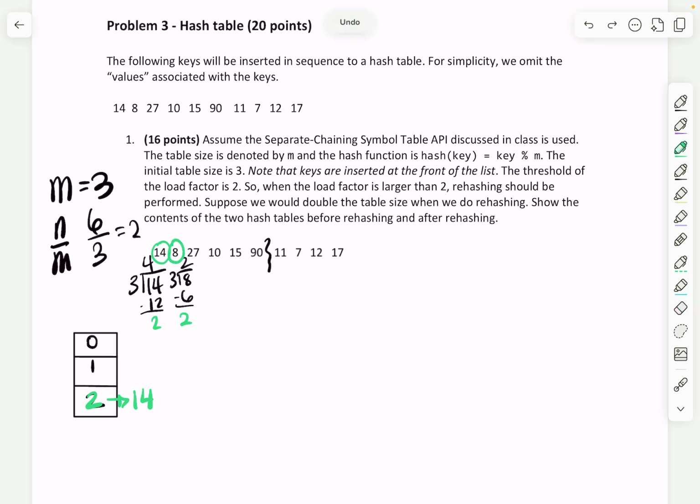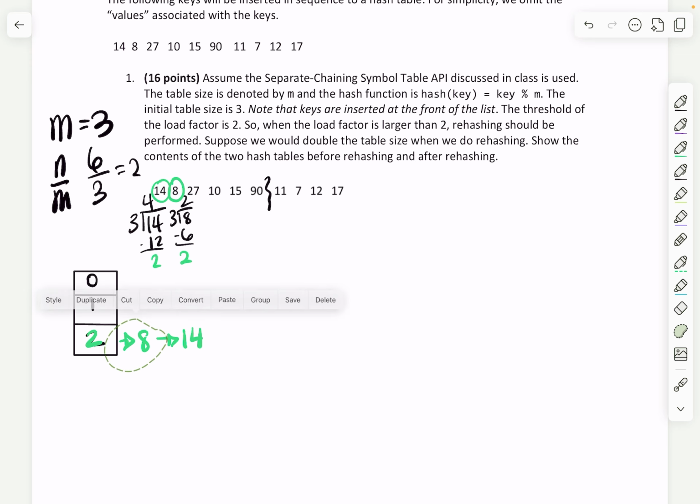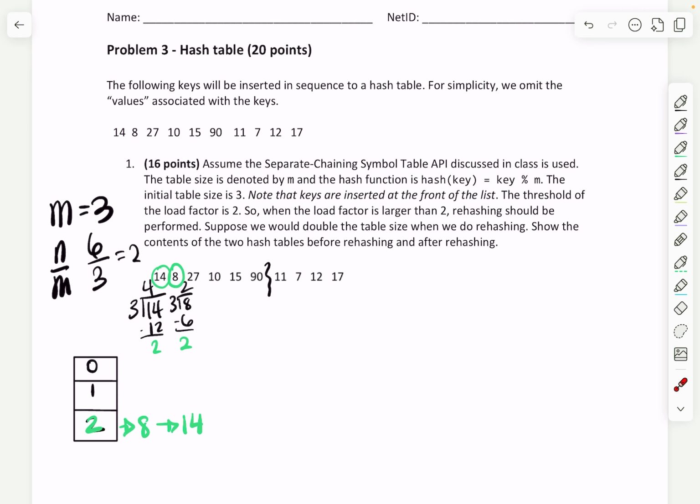So we go to 2, and here's the thing. It says keys are inserted at the front of the list. What this means is you're going to have 8, with a little arrow there, and you want to insert this from the front. So this is the front. You're pushing 14 to the side so that you can insert 8. That's what's going on. And now you notice that it's forming a linked list, that's why it's called the separate chaining method, because you're chaining these keys together. So 27 now.